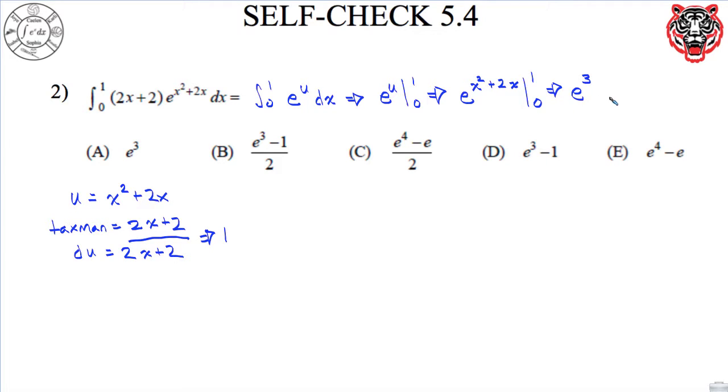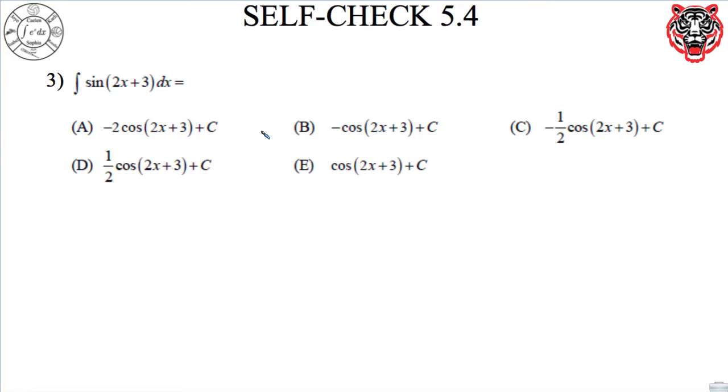Okay, now when I plug in 0, what do I get? When I plug in 0, it's going to be 0 plus 0, so it's e to the power of 0. Alright, and anything to the power of 0 is 1, so e to the power of 0 is 1. Correct answer is D. Moving on to number 3.